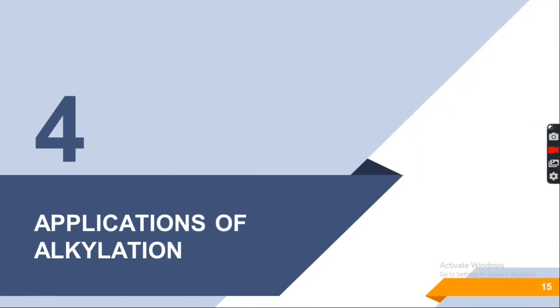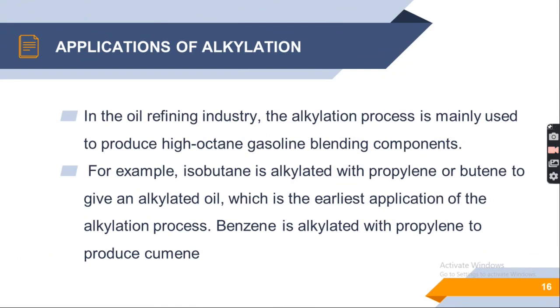So next and finally we have the applications of the different types of alkylation process. In the oil refining industry, the alkylation process is mainly used to produce high octane gasoline blending components and high octane aviation gasoline. For example, isobutane is alkylated with propylene or butene to give an alkylated oil, which is the earliest application of the alkylation process. Another example is that benzene is alkylated with propylene to produce cumene.